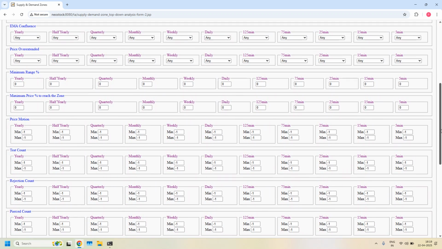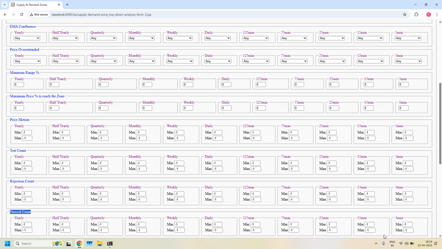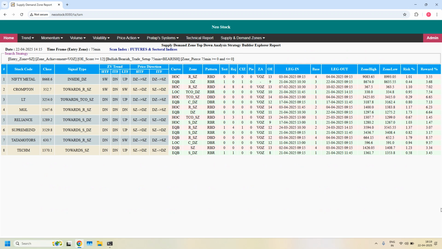So in the pierced count, at 75 minutes time frame, setting minimum value 0, maximum value 0. With these filters, we got 8 stocks. These 8 stocks are supporting bearish trade setup for weekly income trade. And entry time frame zones are these 75 minute supply zones. So total we got 8 75 minute supply zones.